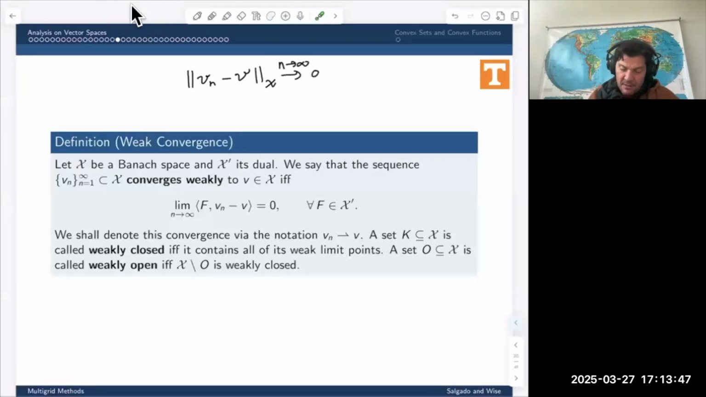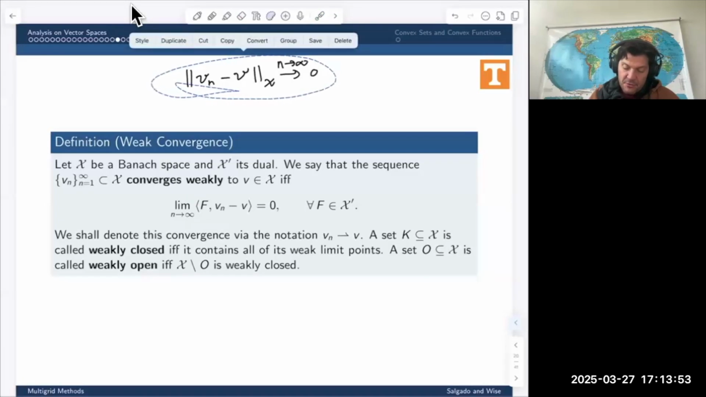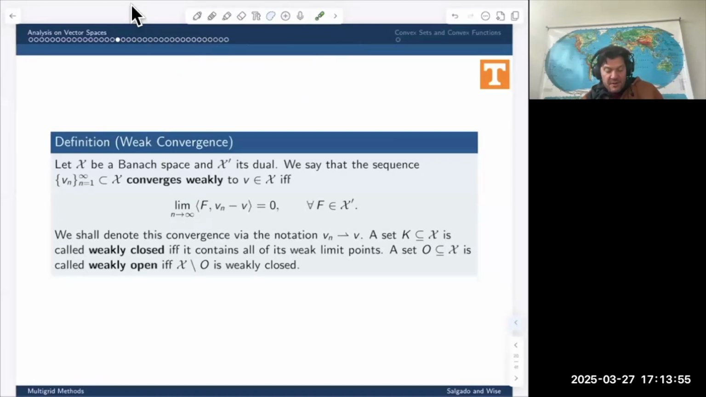So we also have something called weak convergence, it turns out. Well, because I've just said it, it's true. And the weak convergence is defined this way. So let X be a Banach space, and suppose that X prime is its dual, we say that the sequence v_n in X converges weakly to a point v in X, okay? If and only if the limit as n goes to infinity, what is this object here? Remember, this object here means the dual pairing.